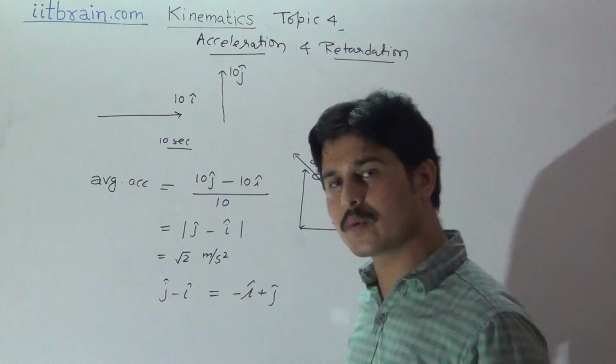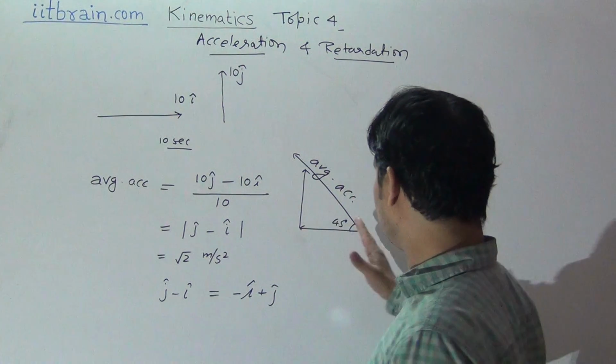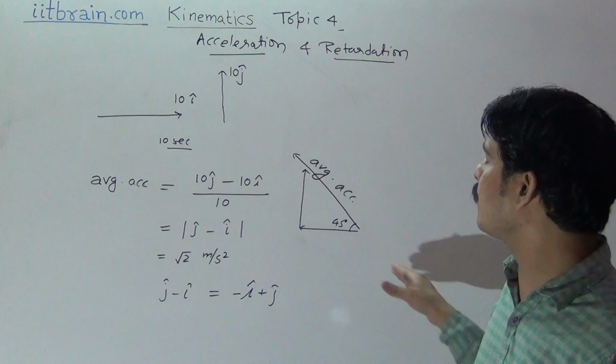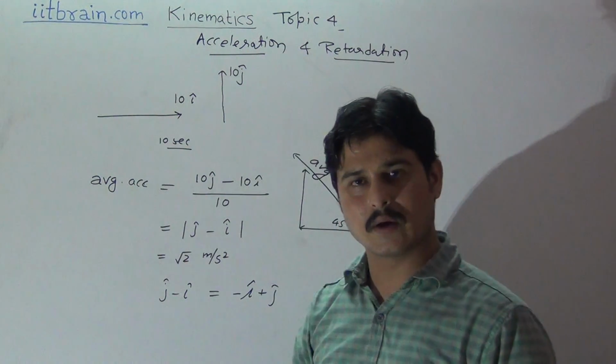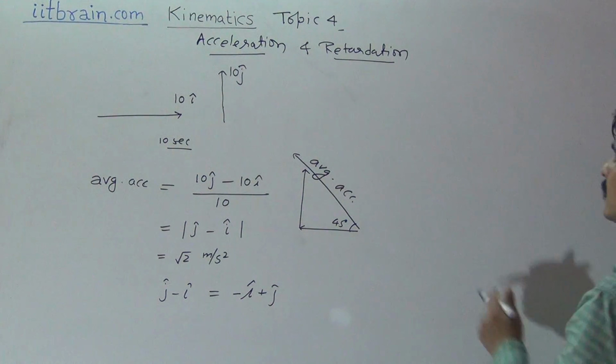Root 2 meter per second square is the numerical value of average acceleration, and its direction is 45 degrees from the negative direction of the x-axis. It is 45 degrees from the negative direction of the x-axis, and its magnitude is root 2 meter per second square. So this is the average acceleration of the particle. Let us make this point clearer with an example.